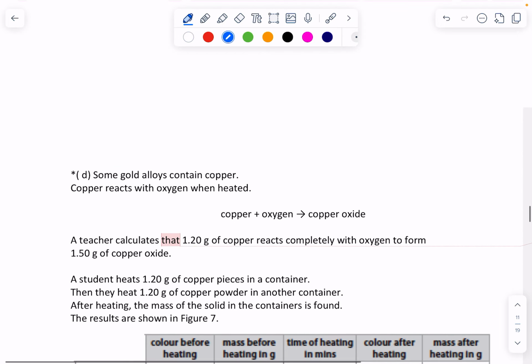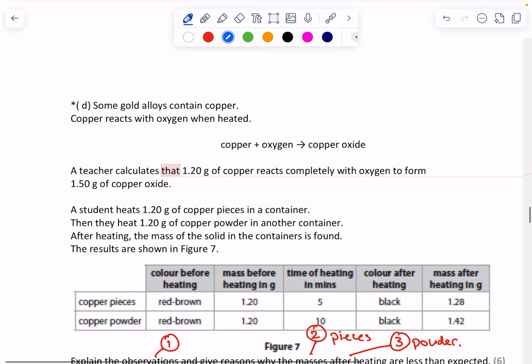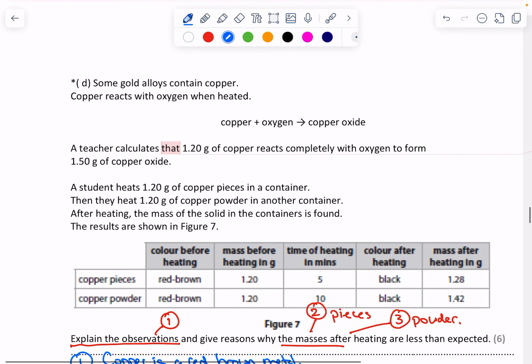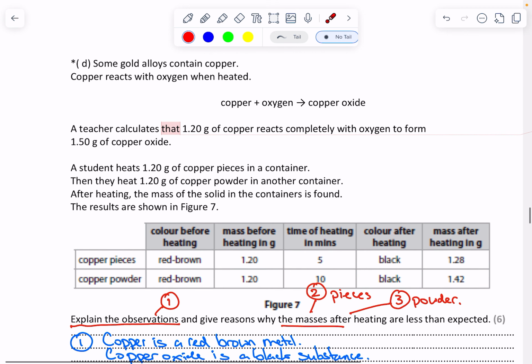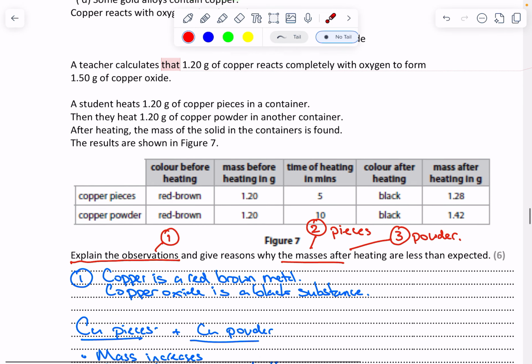Carrying on, this is a 6 marker. I'm going to take you through the thinking and the structure that I would do if I was to answer this. So we're told that copper reacts with oxygen to make copper oxide, and the teacher has calculated that if you have 1.2 grams of copper reacting completely, we should get 1.5. So we should form 1.5 grams as an answer.